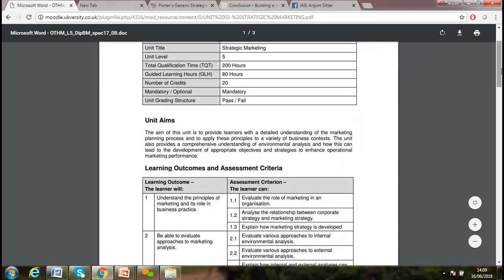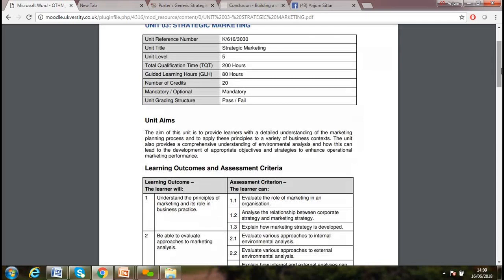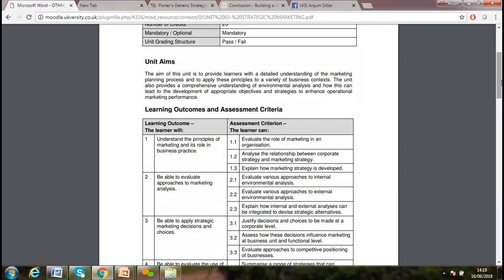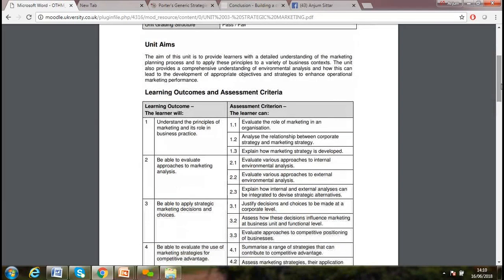LO1, which is understanding the principle of marketing and its role in business practices. We discussed the difference between marketing and selling. We discussed marketing strategies and why they are crucial. We discussed the business or corporate objective of the organization, how we can make an effective organization, and the marketing strategies to achieve our objective.